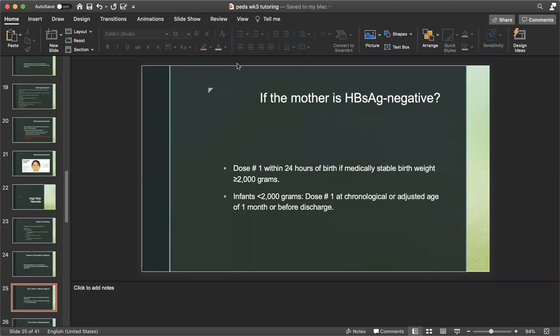So infants less than 2,000 grams, their first dose will be chronological or adjusted at 1 month of age or before discharge.